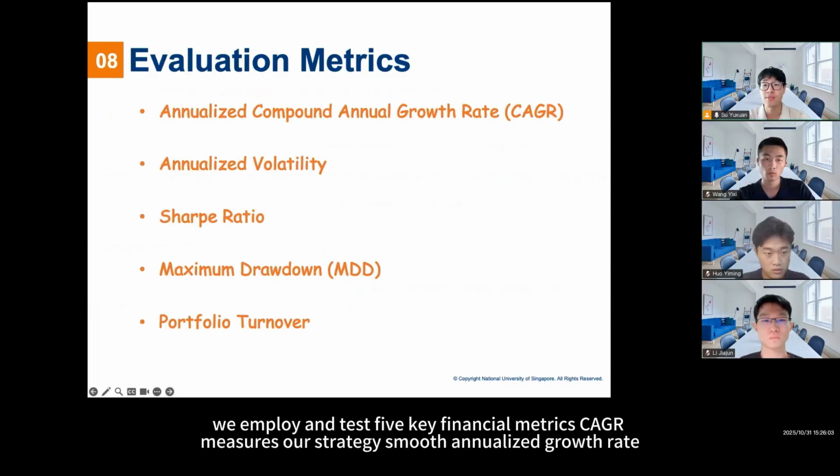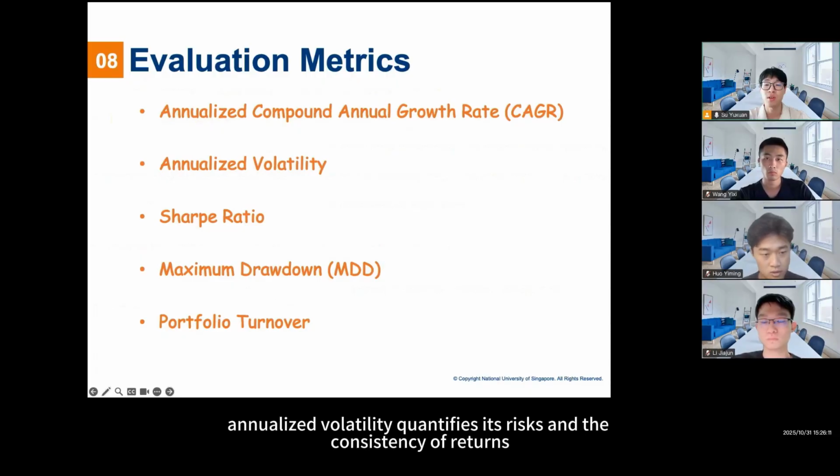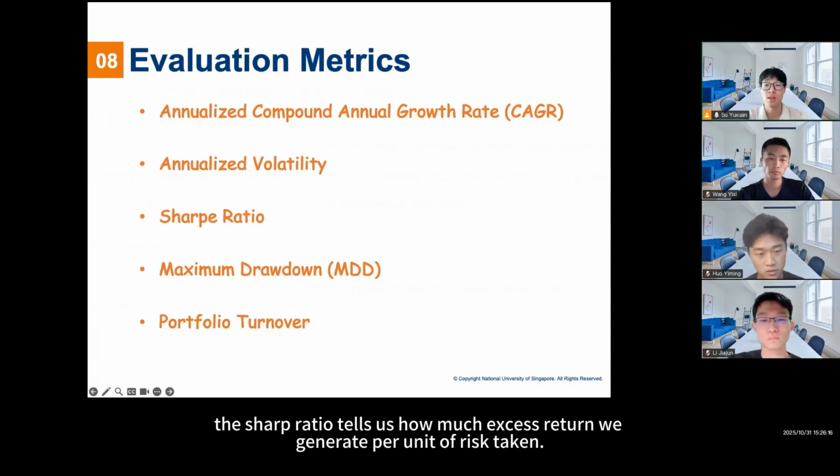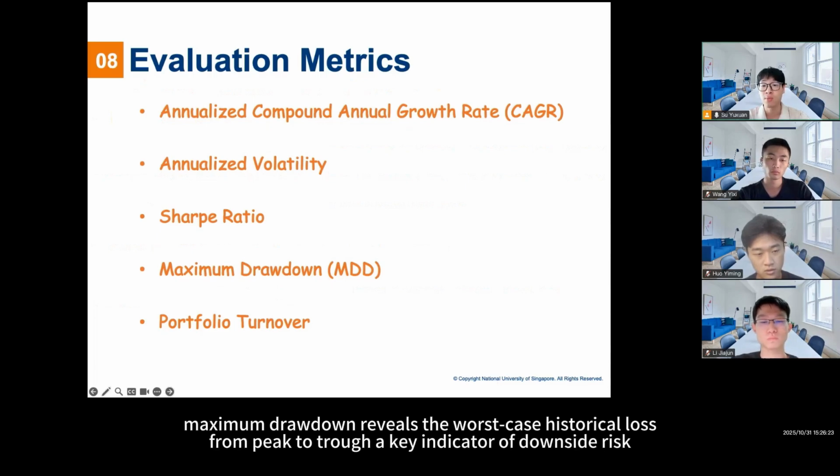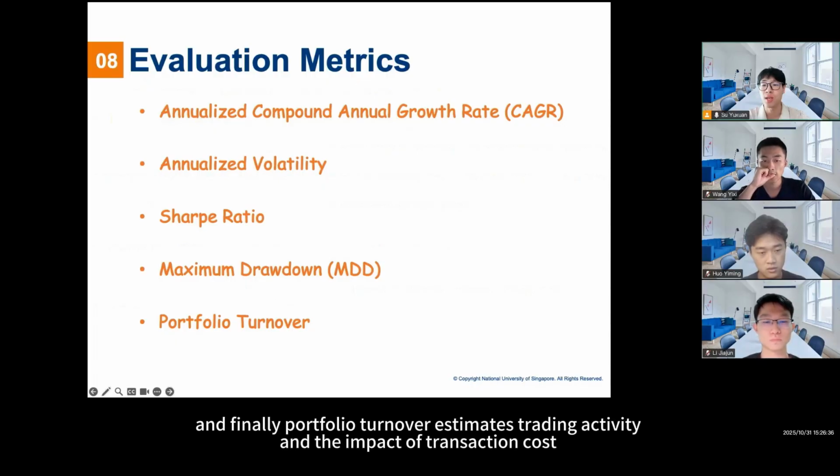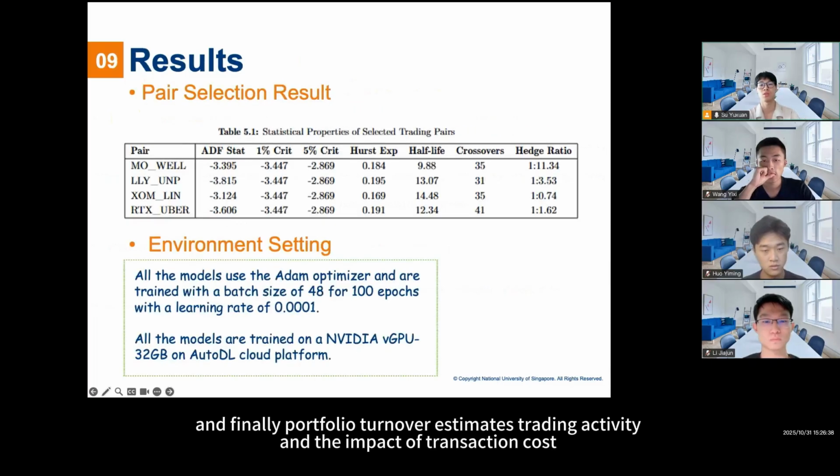We employ and test 5 key financial metrics. CAGR measures our strategy's smooth annualized growth rate. Annualized volatility quantifies its risk and the consistency of returns. The Sharpe ratio tells us how much excess return we generate per unit of risk taken. Maximum drawdown reveals the worst-case historical loss from peak to trough, a key indicator of downside risk. And finally, portfolio turnover estimates trading activity and the impact of transaction cost.